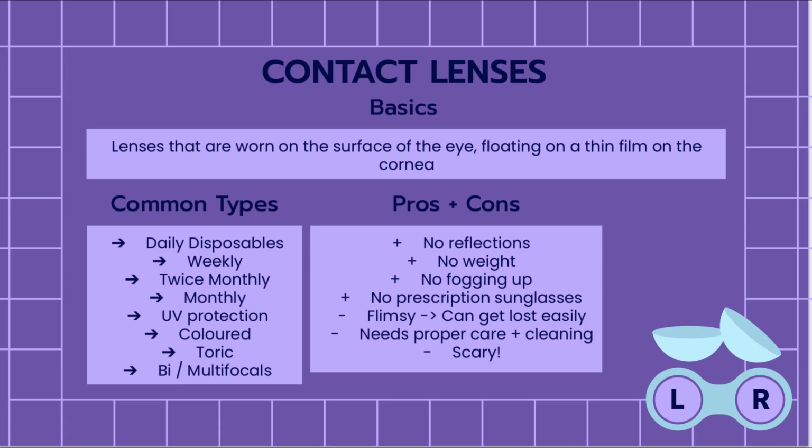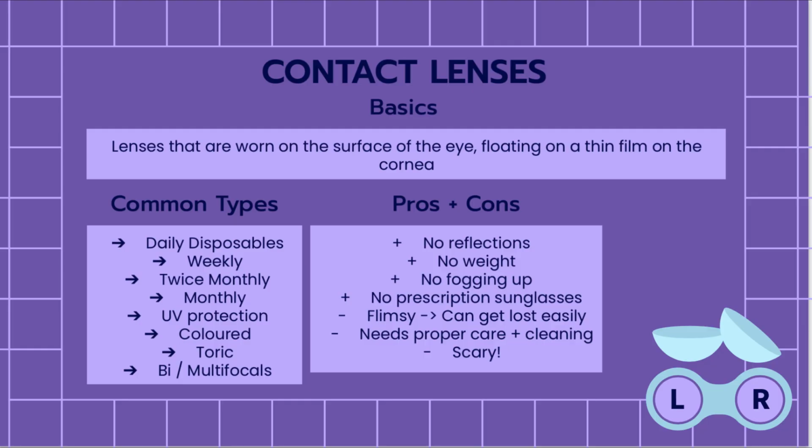Okay, so contacts. They are worn on the surface of the eye, floating on a thin film on the cornea. There are lots of common types: daily disposables, weekly, twice monthly, monthly, UV protection, coloured contacts, toric contacts which are used for people with astigmatism, and bi or multifocal contact lenses.